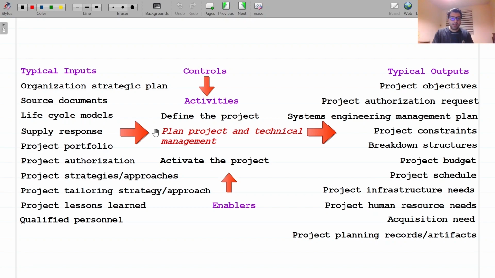Estimate the costs and establish a project budget. Plan the acquisition of materials, goods, and enabling systems. Generate and communicate a systems engineering management plan, also called a systems engineering plan or SEP, for project and technical management or execution, including the technical reviews and audits.